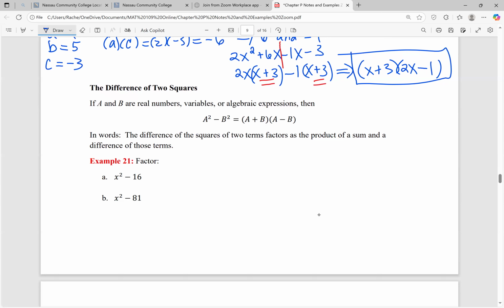So we write that as a squared minus b squared. So if I have something that's in the form a squared minus b squared, I can factor that as a plus b times a minus b.